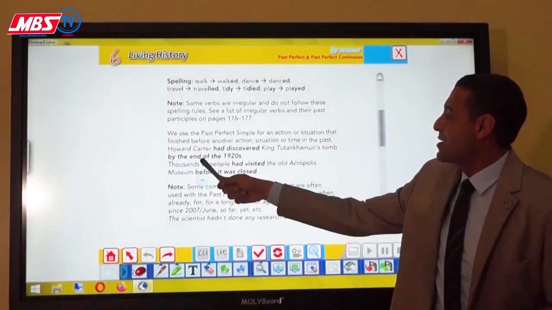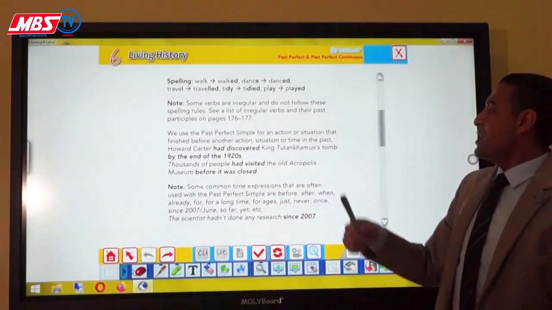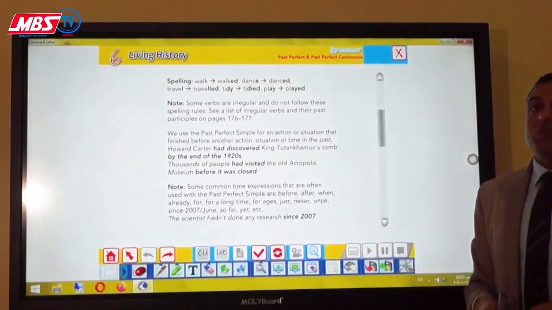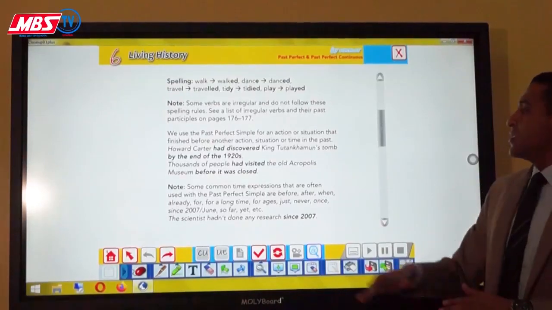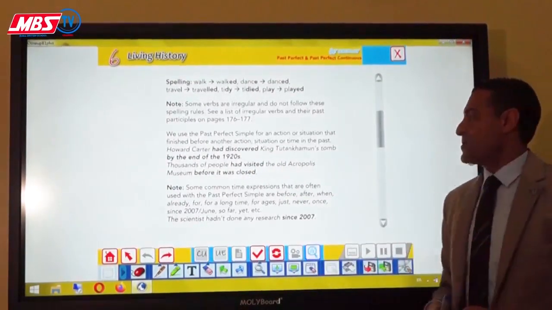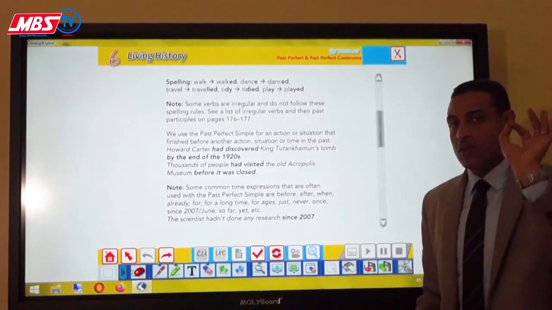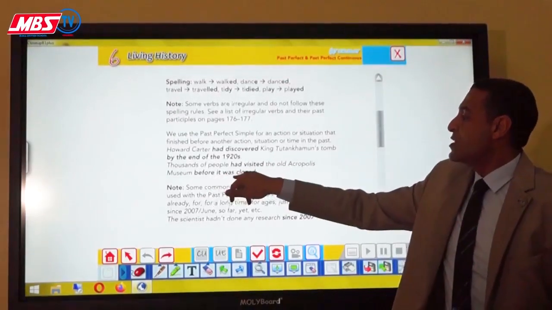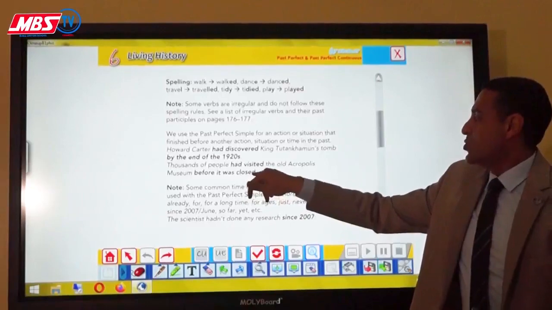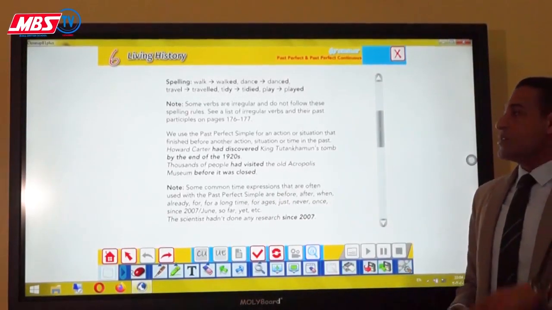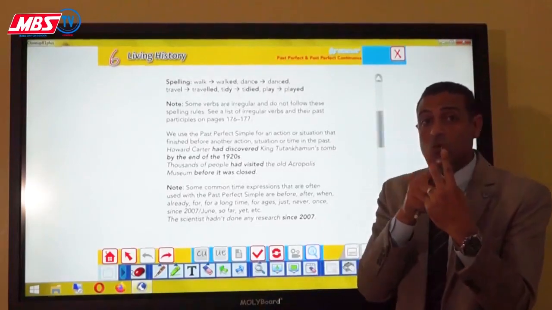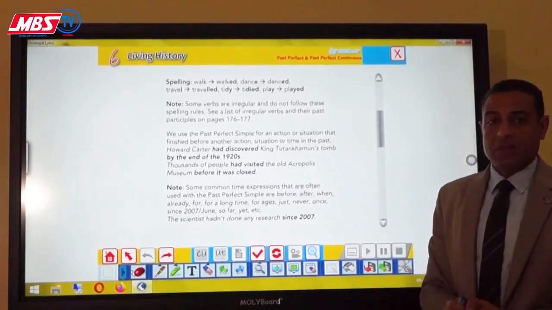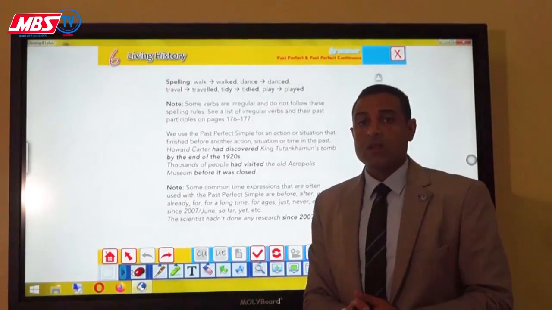But if we have two actions, like in the second example: thousands of people had visited the old Acropolis Museum before it was closed. Here, the visit of the people happened first. That was the first action, so I used the past perfect. Then the museum closed. That was the second action. So if I have two actions, for the first action I must use the past perfect simple, and for the second action I use the past simple.